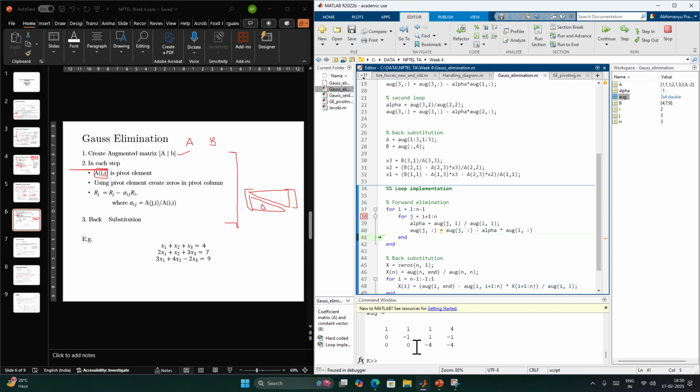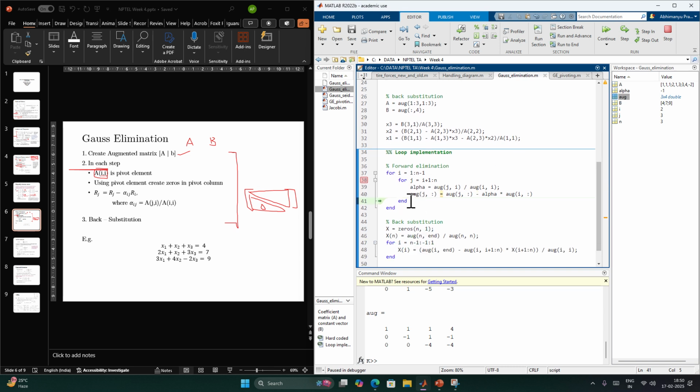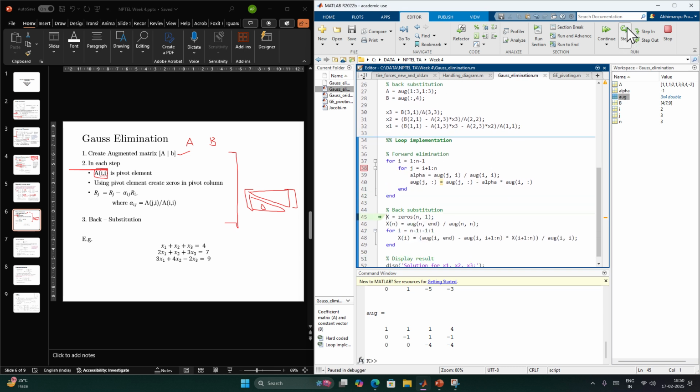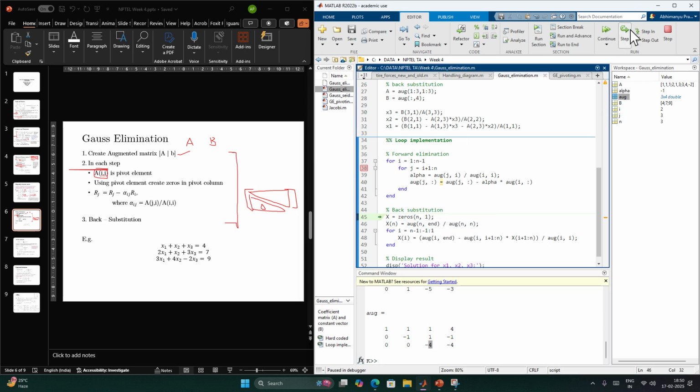So now my augmented matrix, so my A matrix, has become this upper diagonal matrix. Hope you can see this. Fine. So now I will exit this loop, and now we will go to back substitution. So I'm initializing my x unknowns to a 0 vector, 3 comma 1, and this is the last element. So x3 is equal to the last element of the augmented matrix divided by this element of the augmented matrix.